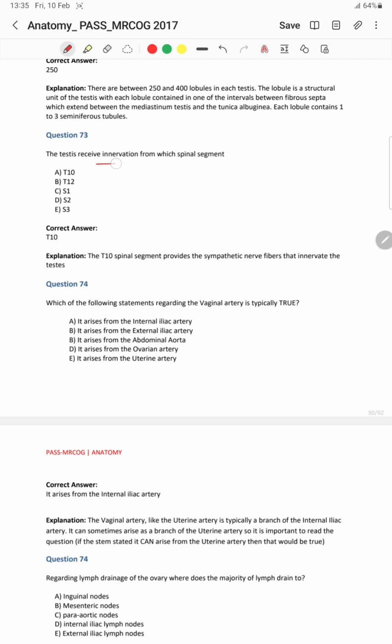Now the testes receive innervation from which spinal segment? The testes receive innervation from T10. We all know that originally the testes, as well as the ovaries, in fetal life are part of the abdomen, and there they get their innervation from T10. With the passage of time they travel down to the pelvis, and the testes eventually come out of the body, but they are innervated from their fetal segment, that is T10, and it provides the sympathetic nerve fibers that innervate the testes.